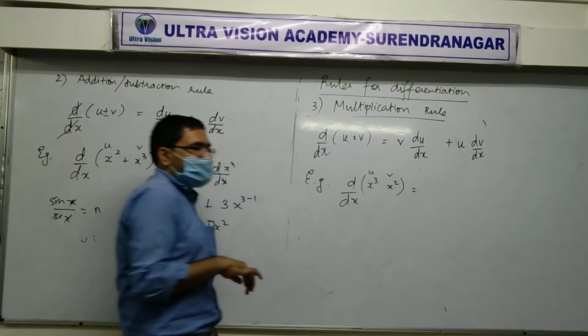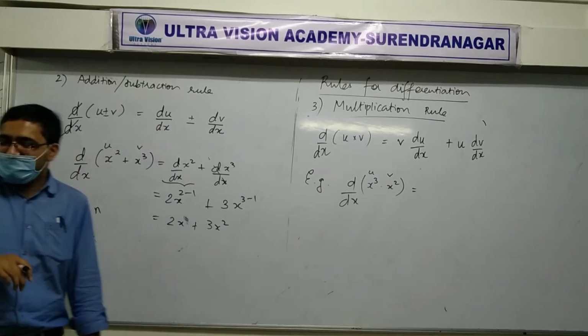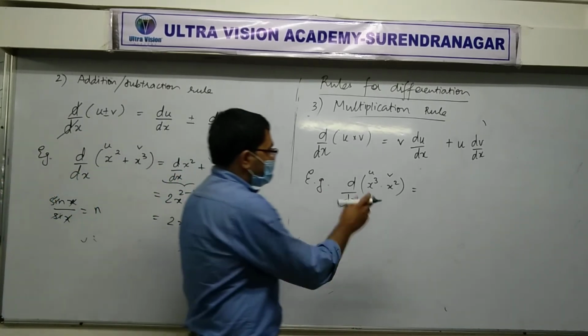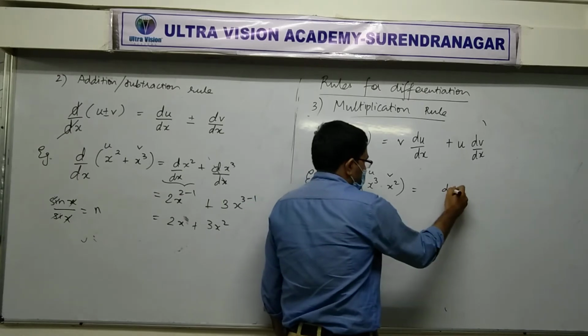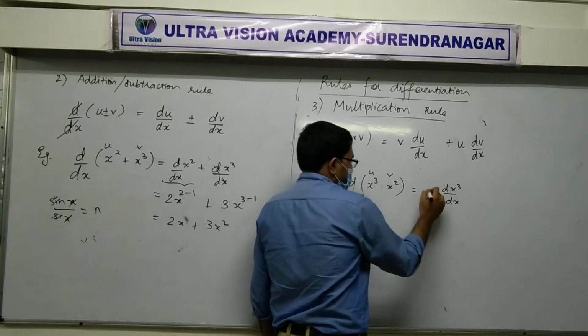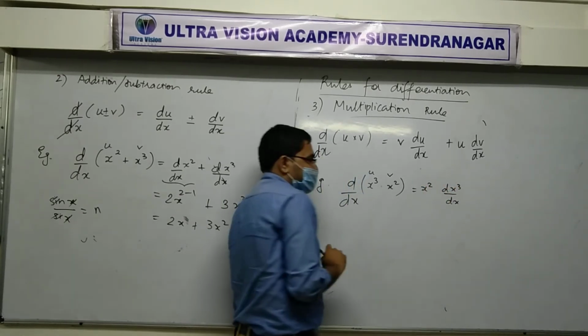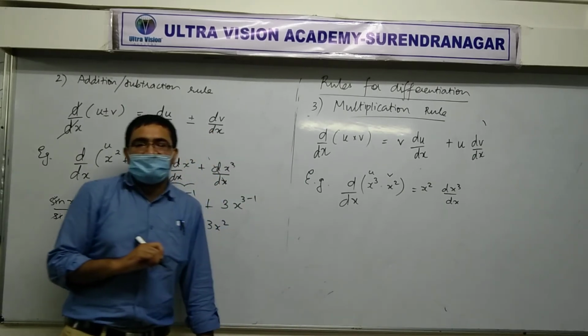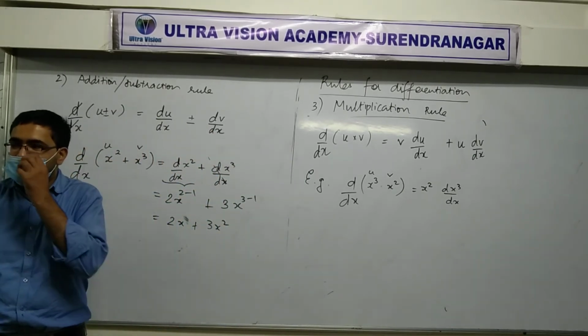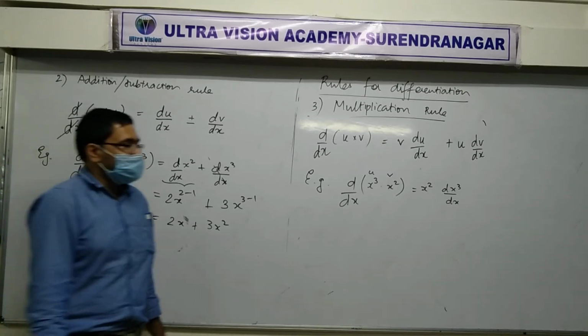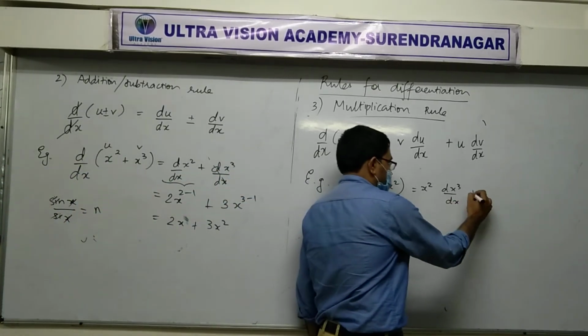u is x cube and v is x square. Okay? Use the product rule. First of all, just do differentiation of u and then multiply v just like that. Is the first term clear to you? Yes. Now what to do? Put a plus sign. That's in the format.